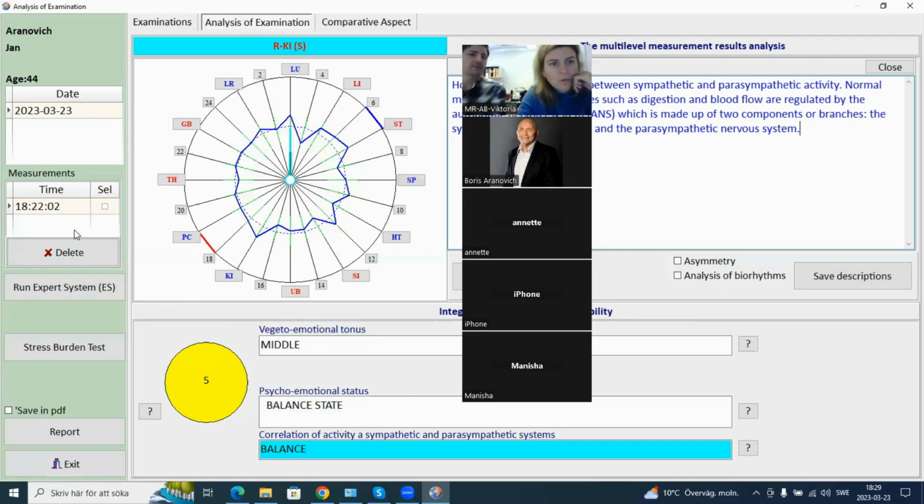Then we go to the expert system. So we check the time for measurement. Check the time and go to run expert system.